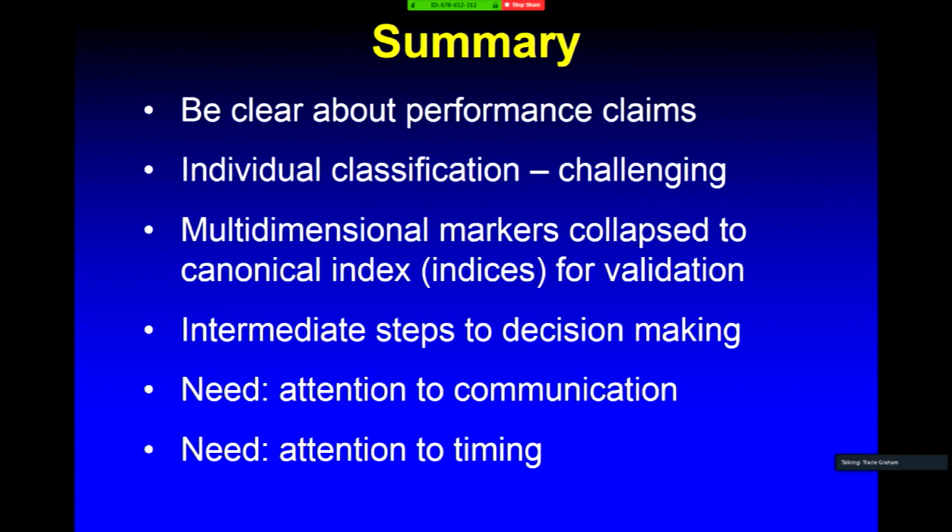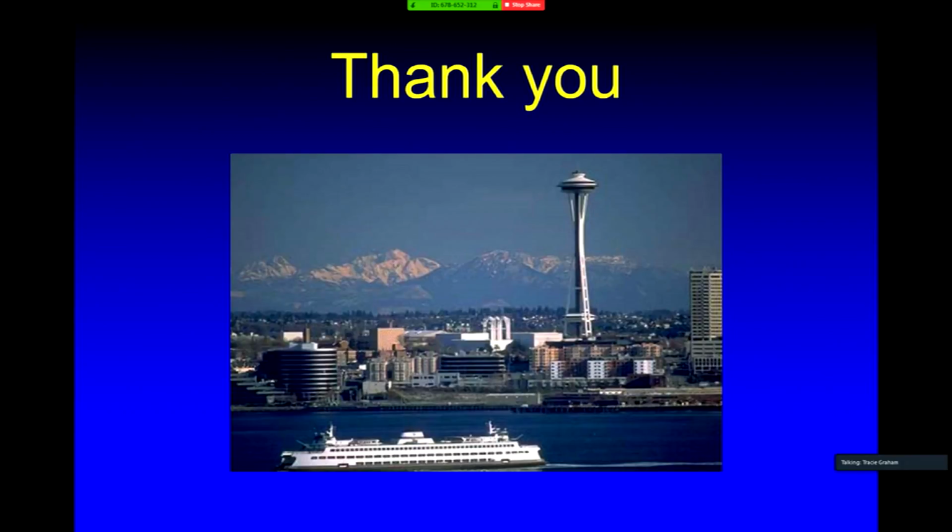Individual classification's hard. Multidimensional markers we can collapse. These are all intermediate steps to decision making. Anirban said something around that earlier. I think that's important. And I'm really trying to emphasize today the need to be careful and clear about what we can say in a given setting. And that's my hometown. Thank you.